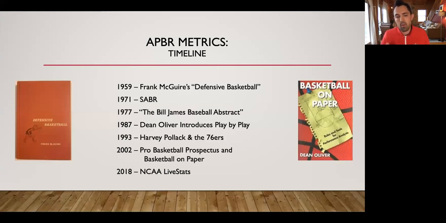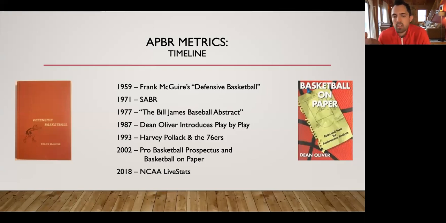Then when the internet came on the scene in the mid to late 90s, a lot of these people started finding each other, and it really exploded, leading to two seminal works being published in the same year: John Hollinger's Pro Basketball Prospectus, and Basketball on Paper, which is Dean Oliver's first book. At this point, this notion of advanced analytics had fully entered the lexicon.